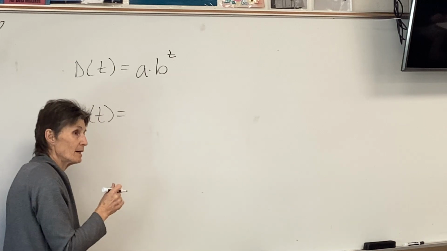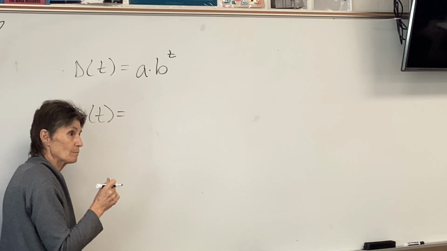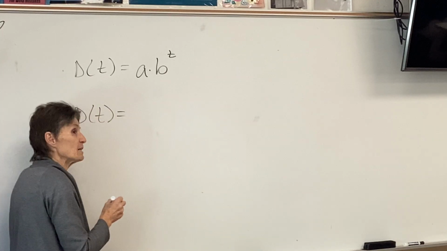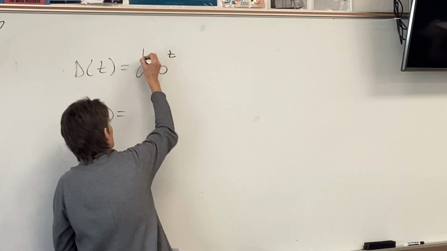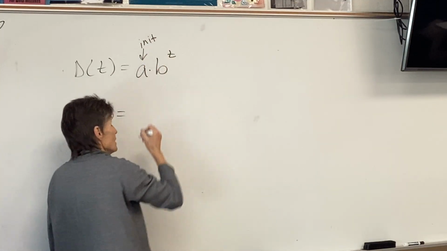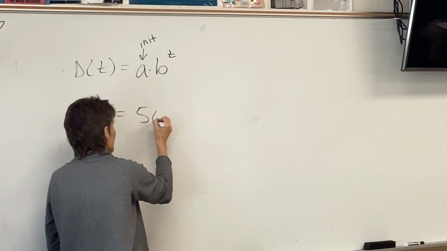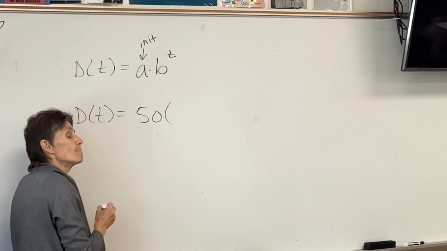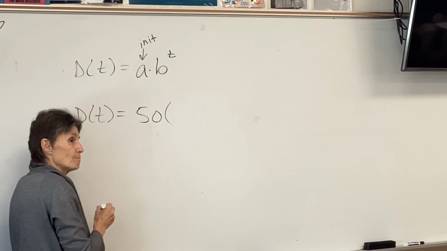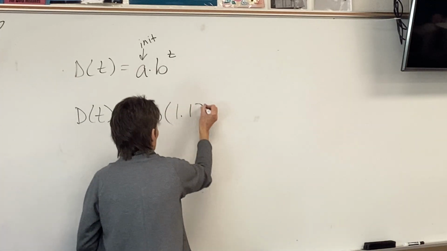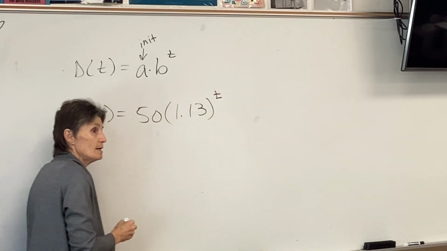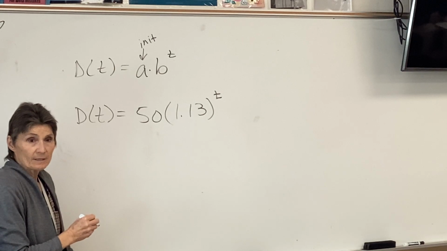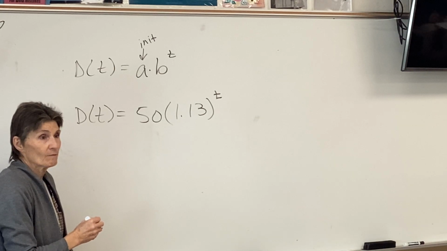Anybody want to take a stab at it? Charlie? Is 50 like the 0? Is that what it is? 50 is the initial value, and this is your initial value right here. So yes, you're right, Charlie, we're gonna start with 50, and then what? Then since the population of deer increases by 13% each year, it'll write 1.13. Yeah, so we write 1.13 to the T, where T is the number of years. Is that okay with everybody?